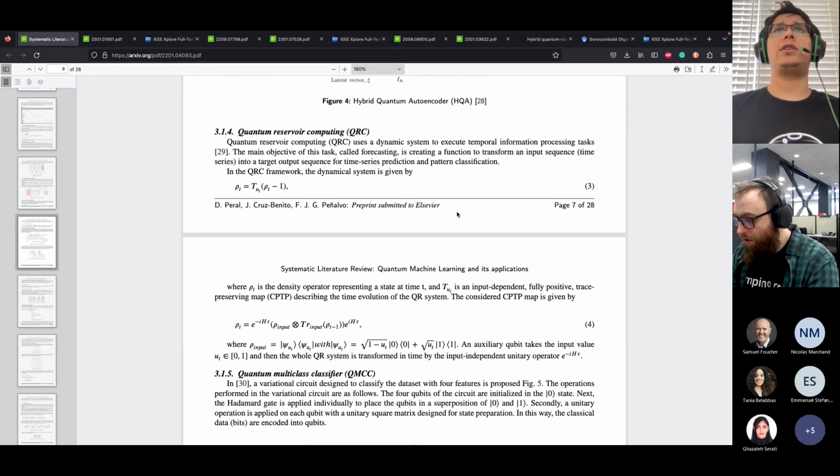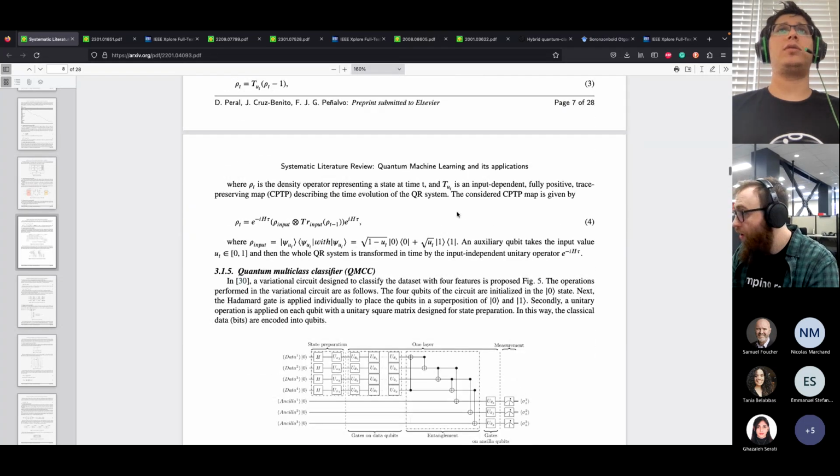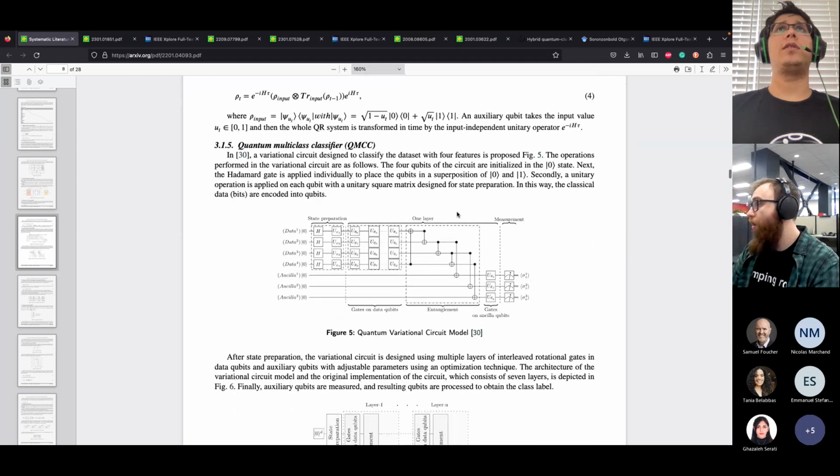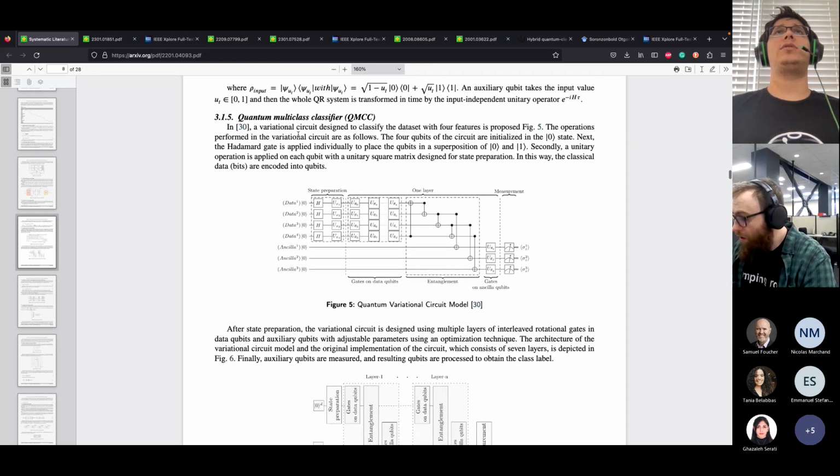Quantum reservoir computing. I definitely heard about this. I'm not sure how it works. Let's move to the next one. Quantum multi-class classification. Okay, good.